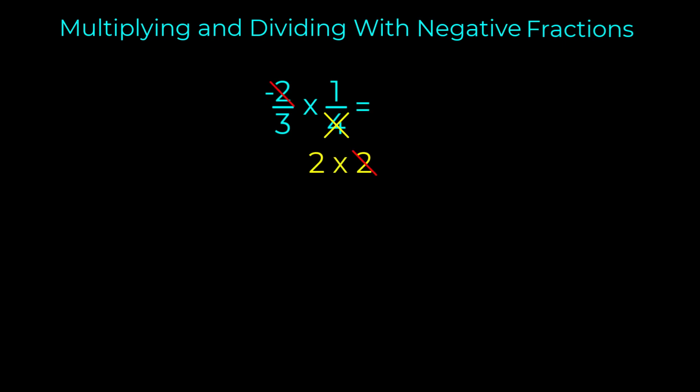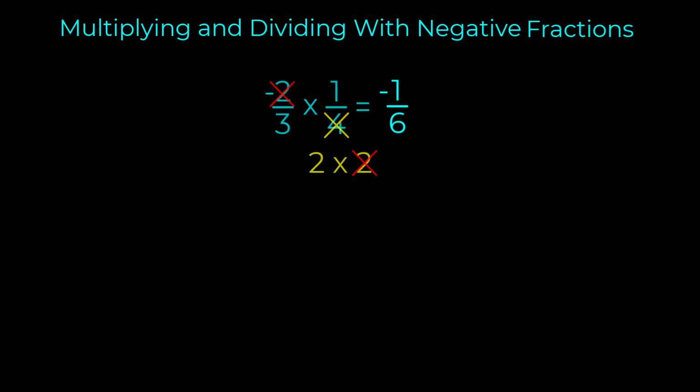First, I can cancel a 2 from the numerator and denominator. I am left with a 1 in the numerator, and the denominator is 3 times 2, which is 6. The fractions have opposite signs, so the answer is negative 1/6.